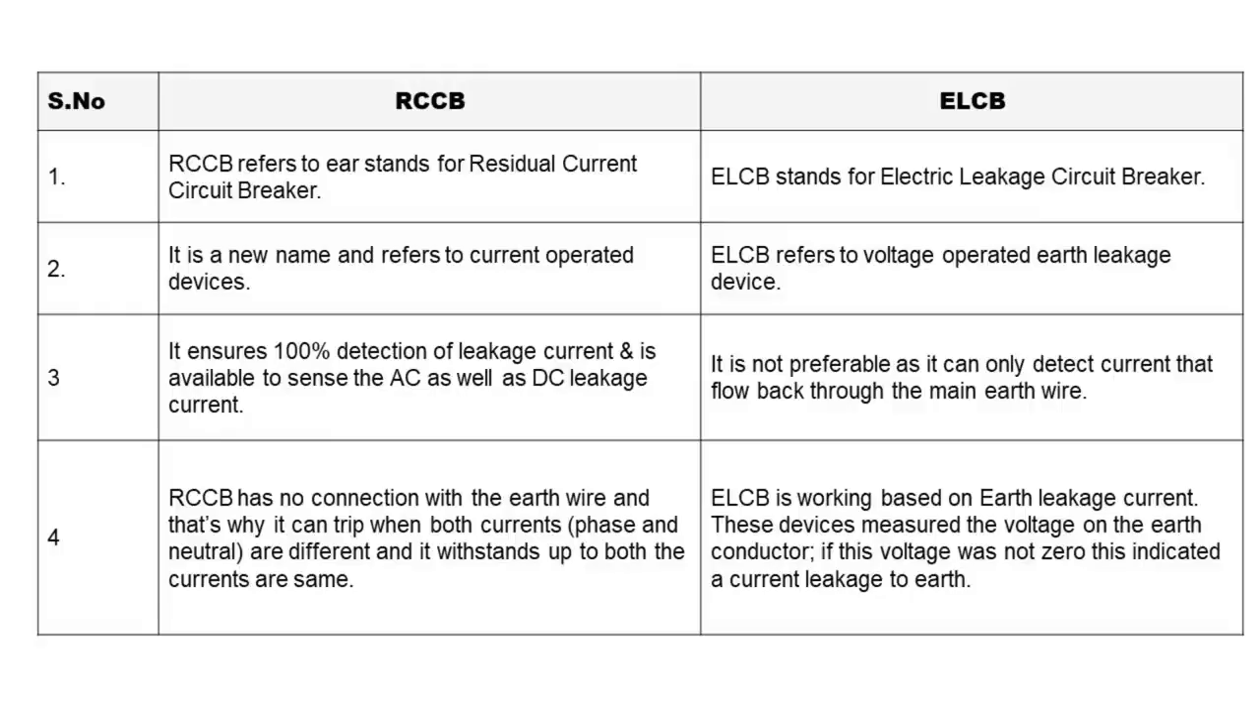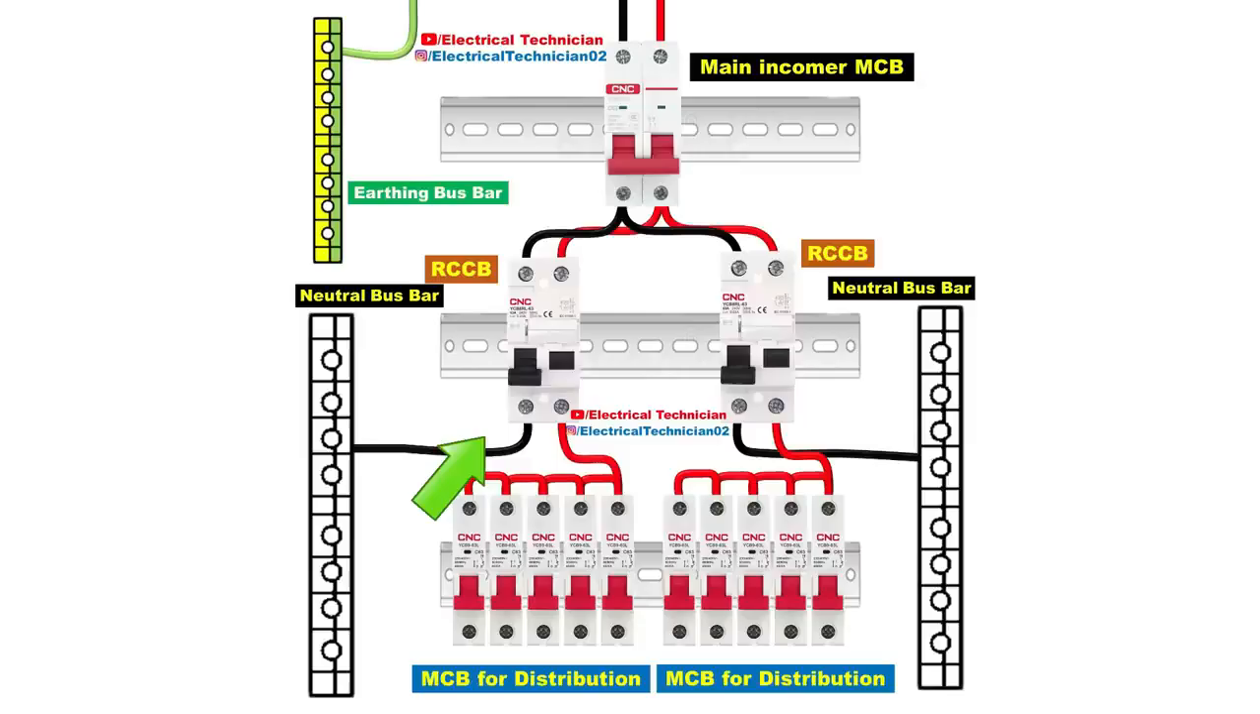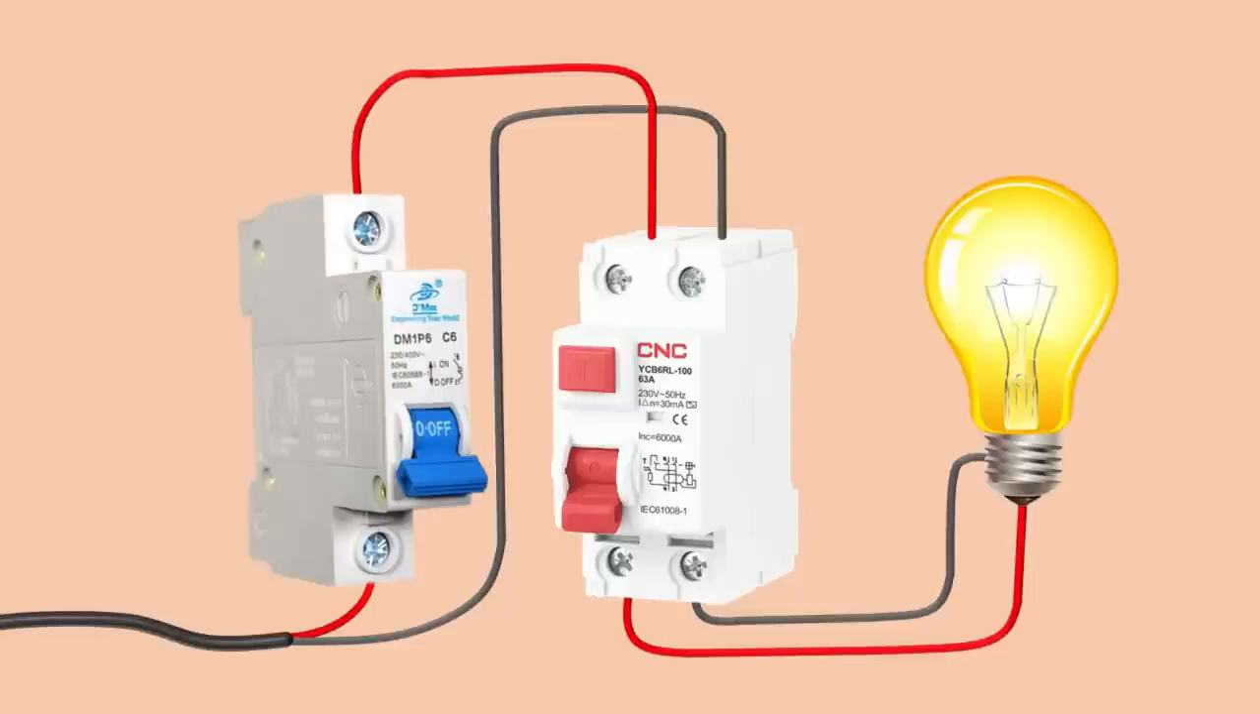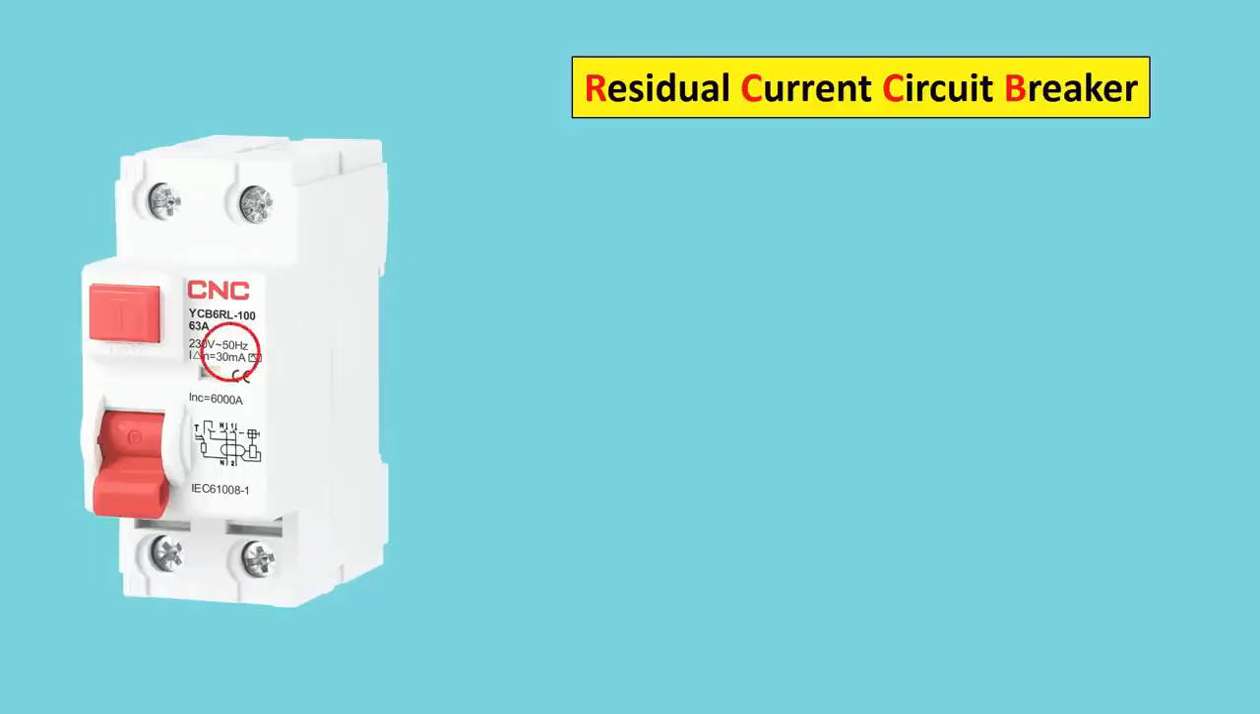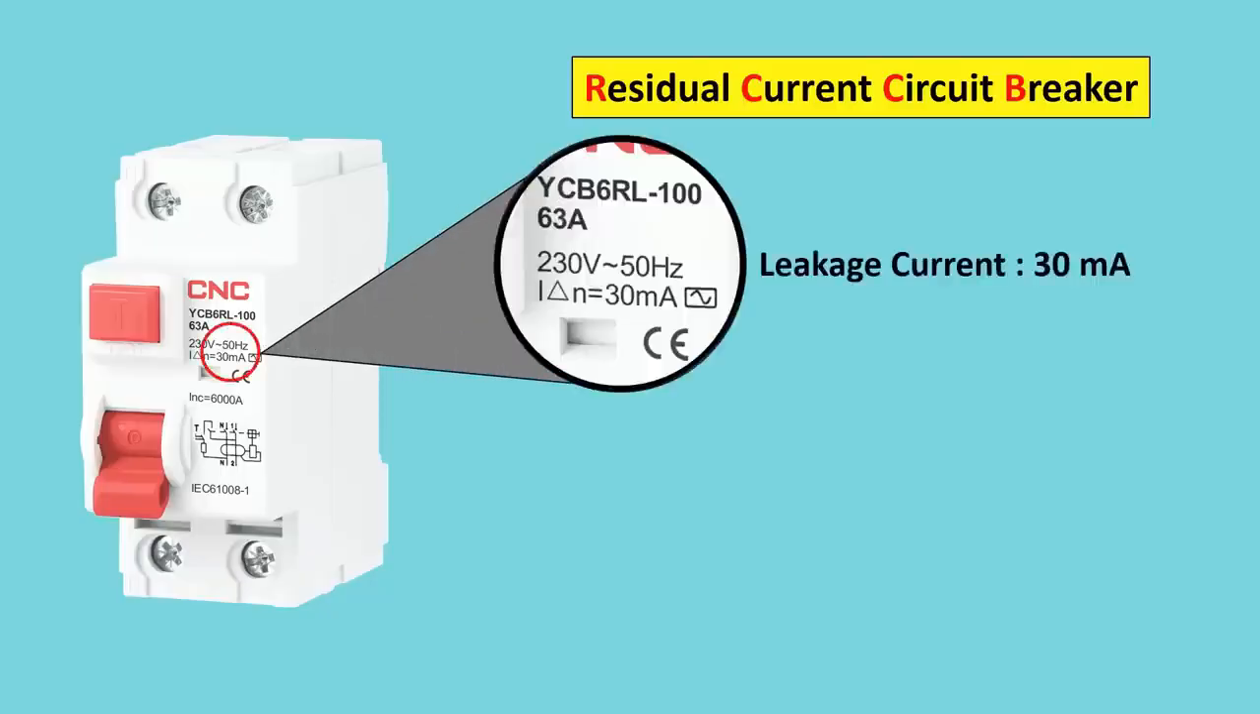Before moving forward, I want to tell you one more thing, that when you go for installation of RCCB, then in this condition, the leakage current of the RCCB must be 30 milliampere.